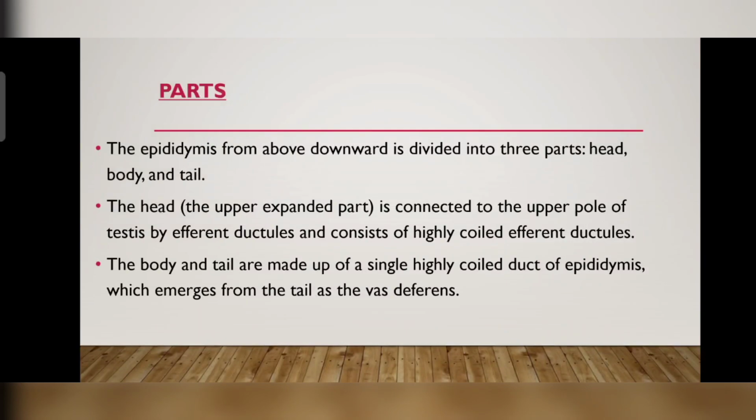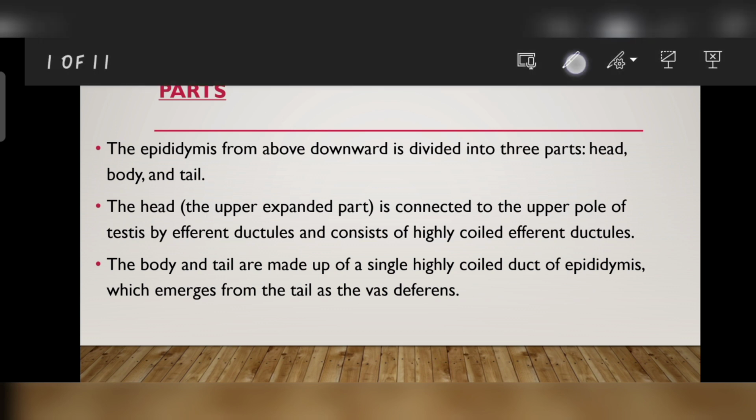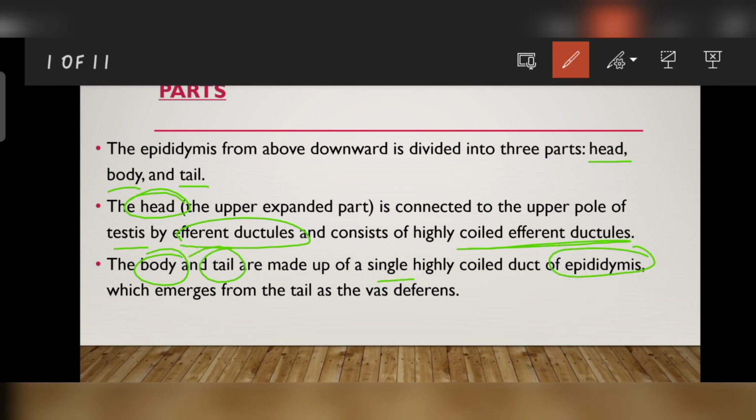Concising the points for parts of epididymis, the epididymis from above downward is divided into three parts: head, body and the tail. The head is connected to the upper part of the testis by efferent ductules, which consist of highly coiled efferent ductules. The body and the tail are made up of a single highly coiled duct of epididymis, which emerges from the tail as vas deferens.